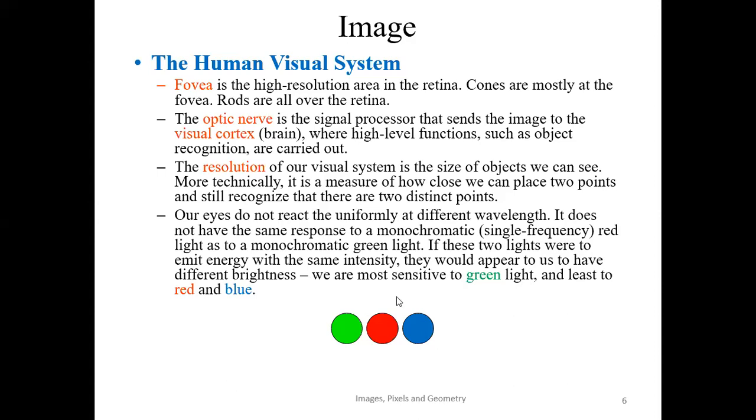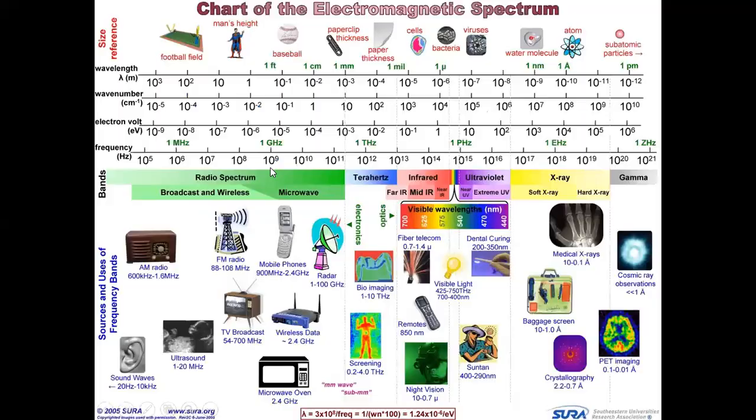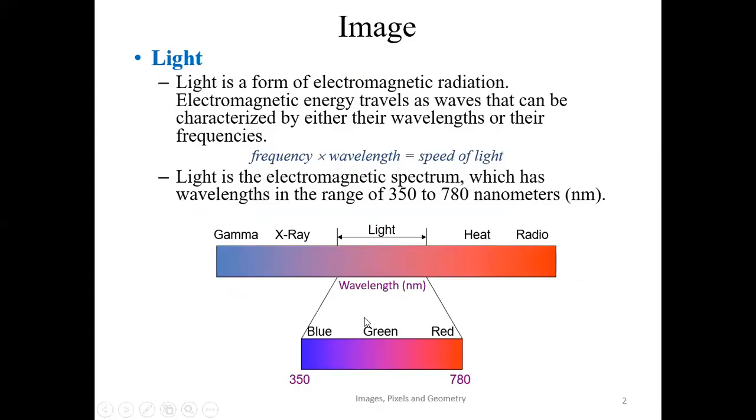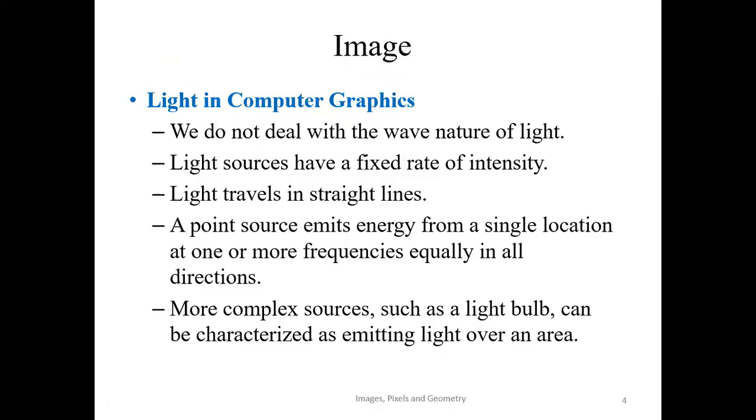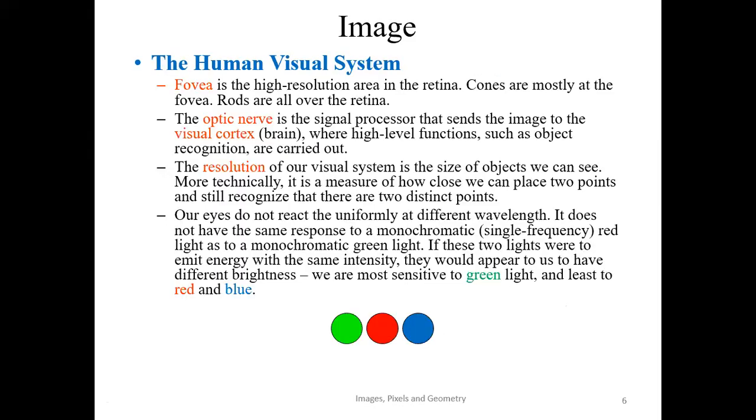Okay, so why are we more sensitive to green? If we go back and look here, you see green is in the middle. This is kind of perfect for us. Blue is the minimum and red is the maximum. So these two are at the extremes, the maximum and minimum, and green is in the average range. So our eyes are more sensitive to green light.